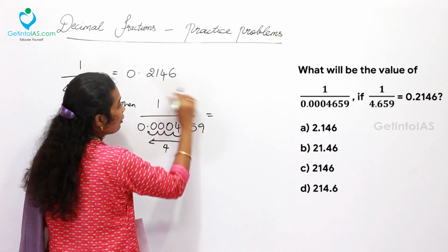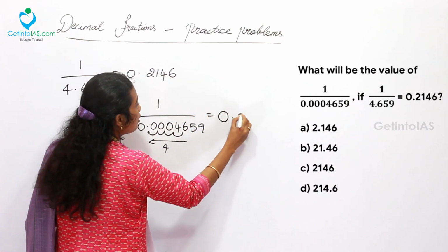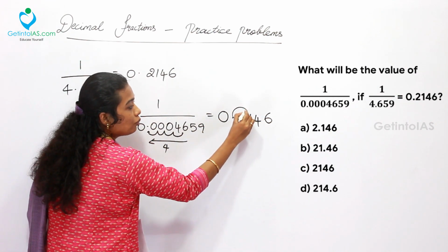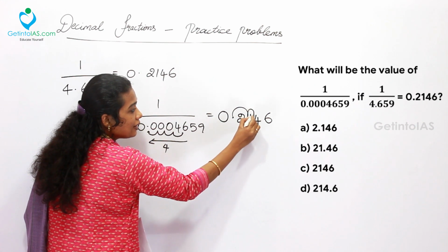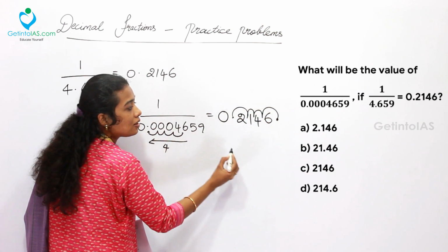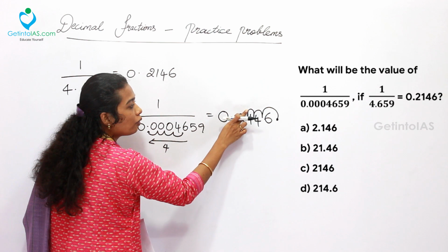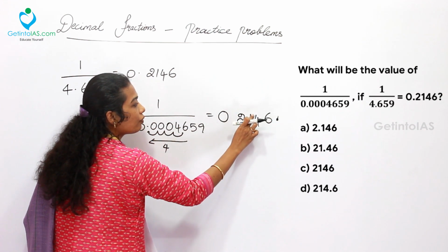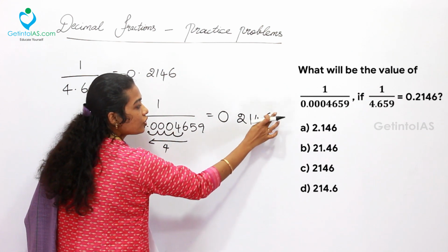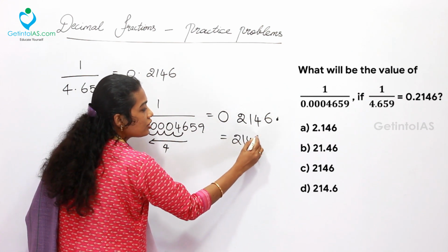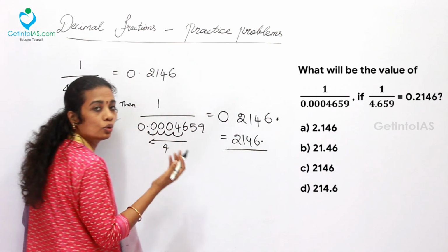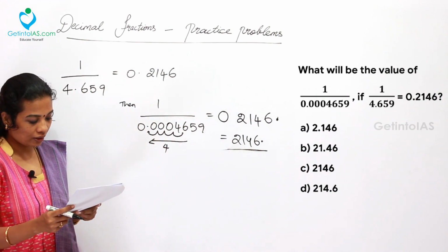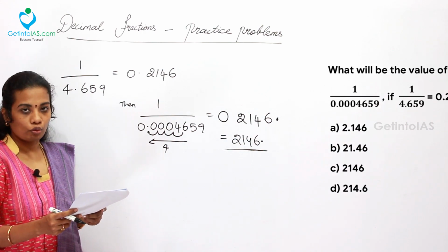Say for example, I am writing the number first, 0.2146. First place, I can move the decimal point over here. Second place, third place, fourth place. At last, I have taken the decimal point and placed it at the last place. So finally, my answer for this question is 2146 point, which is equal to 2146, the whole number. The answer given in the options is option C, 2146.